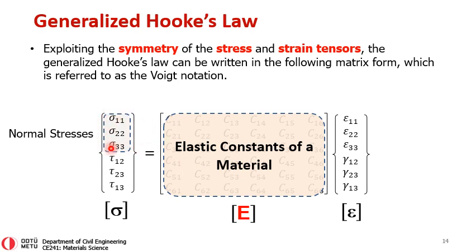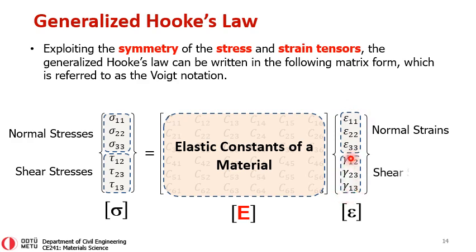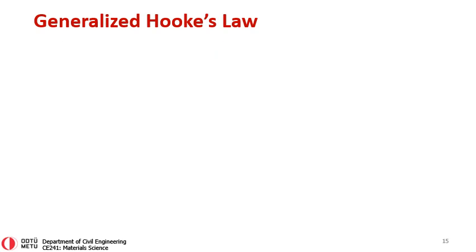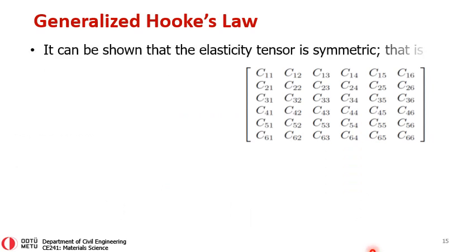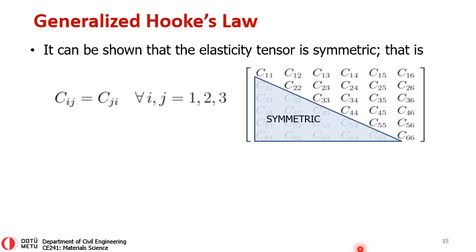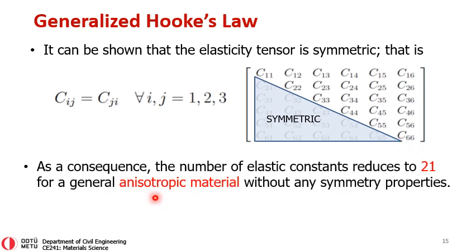And remember, these are normal stresses, these are shear stresses, and coming back here, these are normal strains, and gammas show us shear strains. So let's look at this now. Well, it can be shown that the elasticity tensor is also symmetric, and that reduces the number of elastic constants. If you count over here, you will end up with 21. So that shows us that the number of elastic constants reduces to 21 for a general anisotropic material without any symmetry properties.